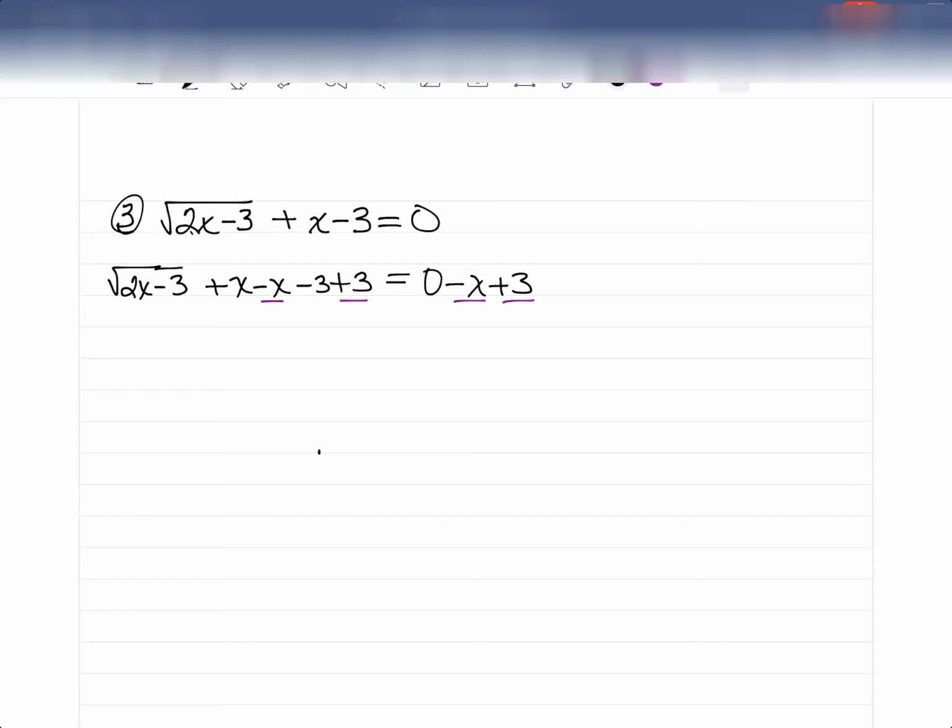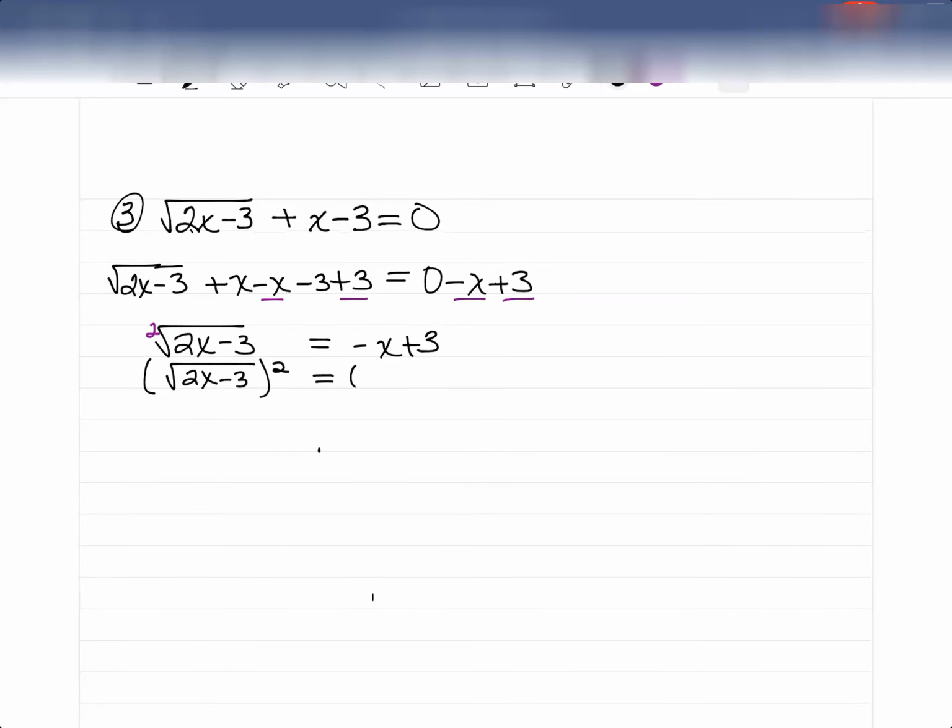So I end up with the square root of 2x minus 3 is equal to negative x plus 3. Now that I have the radical by itself, I can square both sides, and I'm picking a 2 because my index is 2. So the square root of 2x minus 3 squared and the negative x plus 3 squared. So the square of the square root will give me just the 2x minus 3.